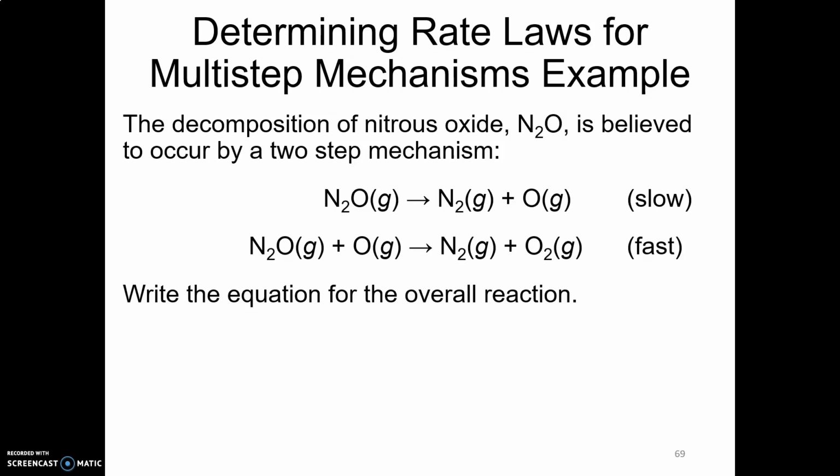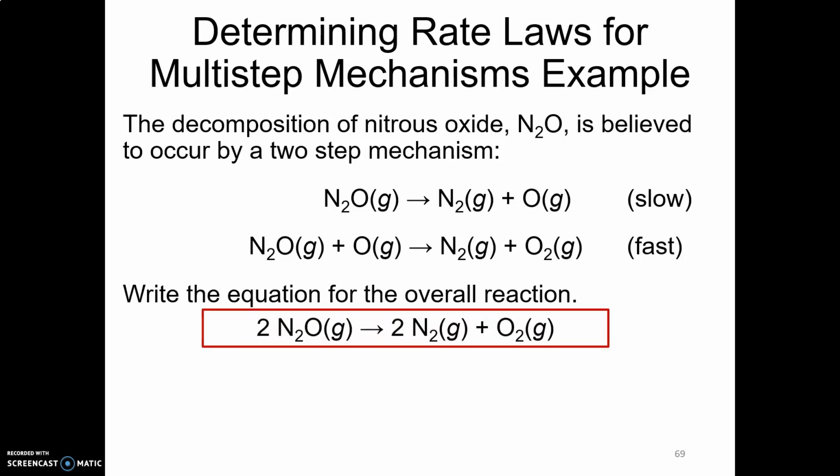All right, first things first, let's write the overall reaction. What do we not include in an overall reaction? Pause for effect. The intermediate. What's the intermediate? Monatomic oxygen. This guy, right? Produced and then consumed. So we add everything else together then. We get 2 moles of N2O decompose into 2 moles of nitrogen and 1 mole of diatomic oxygen.